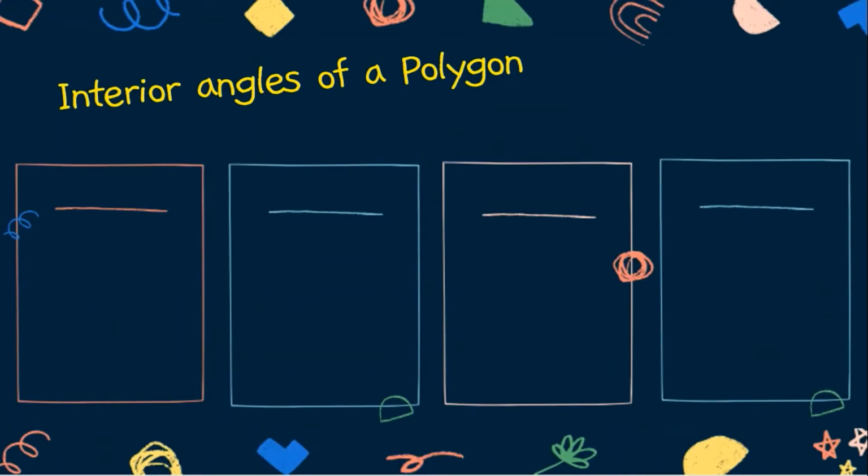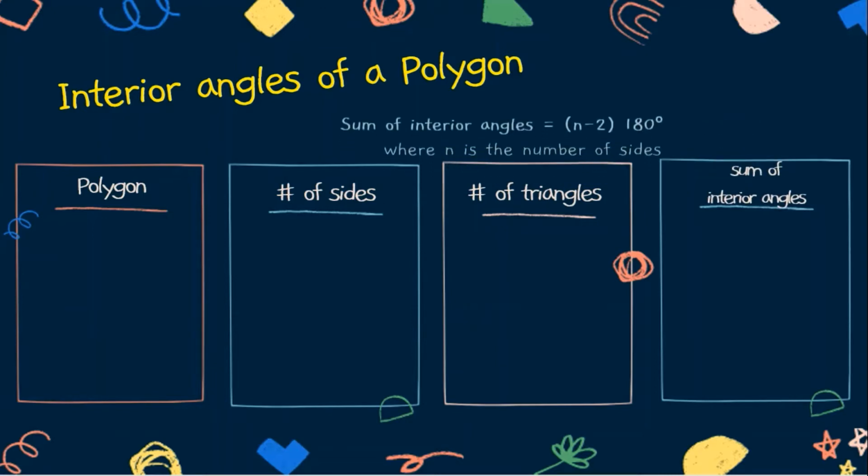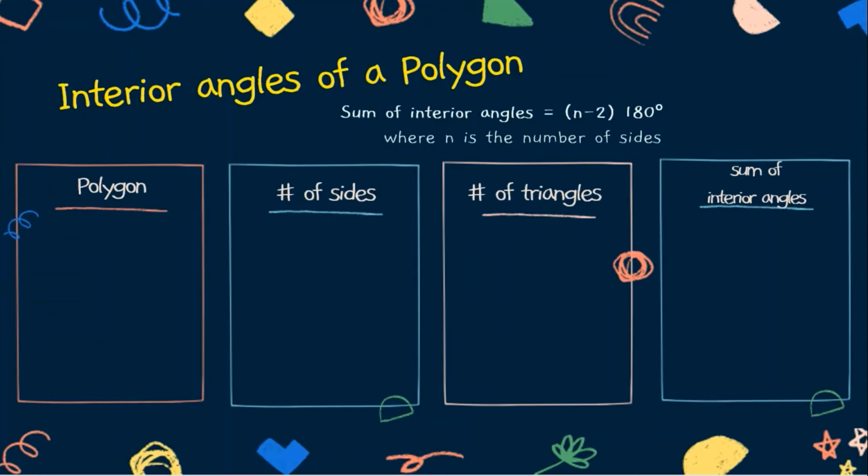Looking closer into interior angles of a polygon, we have some example. We actually have polygons, number of sides, number of triangles formed, and the sum of interior angles. For us to find out the sum of interior angles of a polygon, we have here a formula. Sum of interior angles is equal to the difference of n and 2 multiplied to 180 degrees, where n is the number of sides and 2 and 180 degrees are both constant.